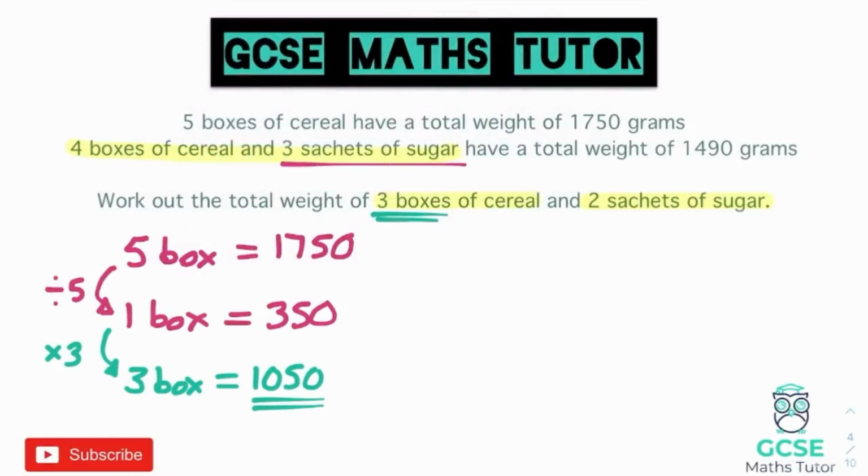So for this second line here, it says that 4 boxes of cereal and 3 sachets of sugar have a total weight of 1,490. Well, if we work out the weight of 4 boxes of cereal, as we know the weight of 1, then we could have a look at working out therefore what the weight of the 3 sachets of sugar are going to weigh.